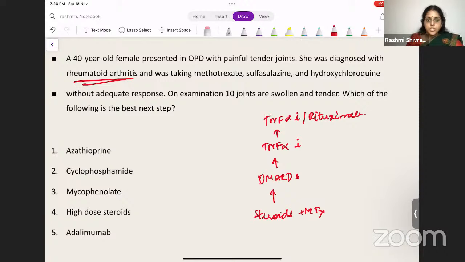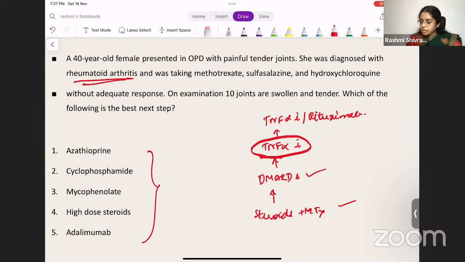Right, so for this patient, you have already given methotrexate, sulfasalazine and hydroxychloroquine. So what should you now be adding? You should be adding a TNF alpha inhibitor. This has been given, this has been given. So you should be adding a TNF alpha inhibitor. Right, very correct. All of you have responded so beautifully. So which is the TNF alpha inhibitor among these drugs?